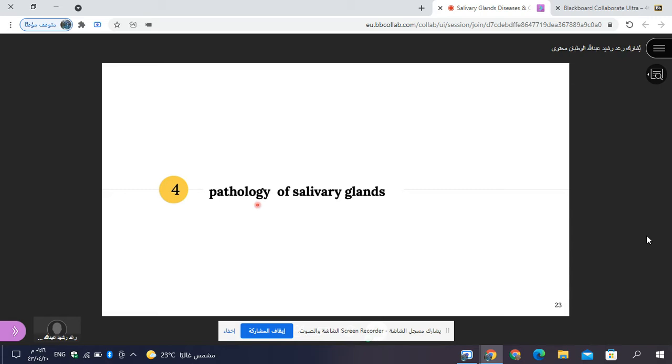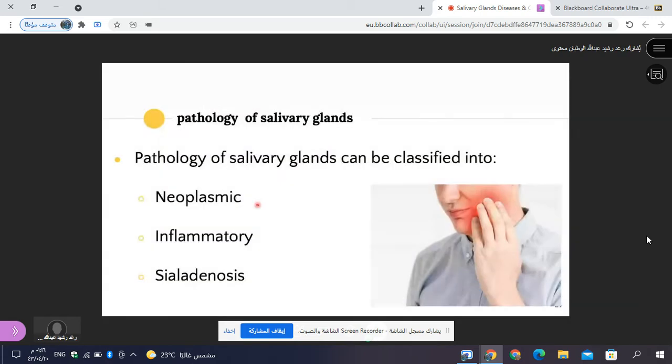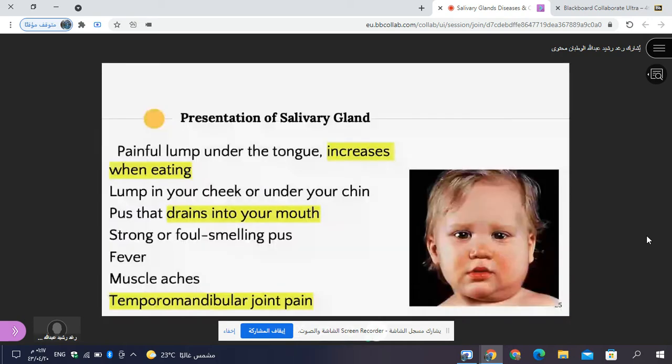Now I will talk about the pathology of the salivary gland. I won't take long, but we have about three main categories. We have neoplastic, since any part of the body has neoplastic probability, and also inflammatory, and sialosis, which is non-neoplastic enlargement of the salivary gland. So salivary gland disease can be either neoplastic, inflammatory or enlargement.